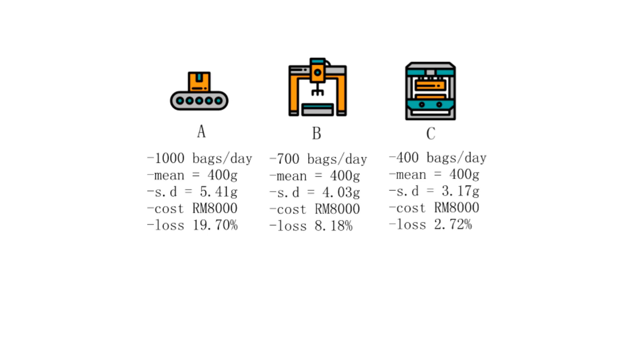You have 3 choices of machine. Consider the price of all 3 machines is the same at Rs 8,000 per machine. The weights of the bags of chips packed by these machines are normally distributed with all 3 machines having the same mean, 400 grams. But each has a different standard deviation and production capacity as shown.